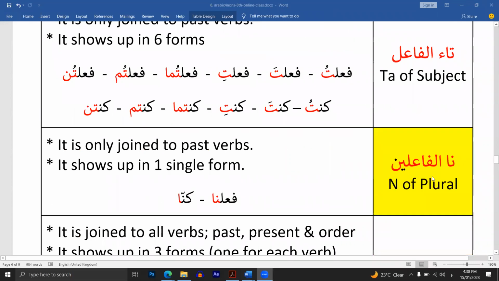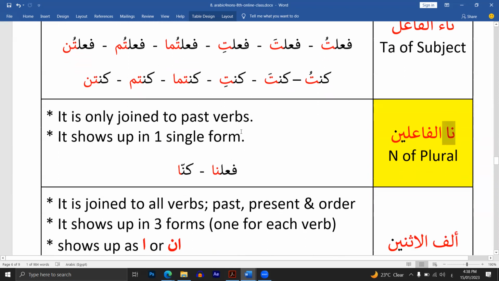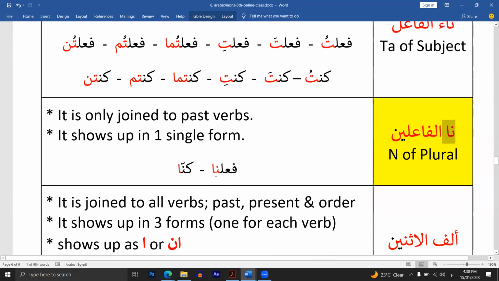The second one, نا الفاعلين. This one is used for plural, first person. Again, it will also show up with past verbs, the same as we saw with تاء الفاعل, and it has one single form, نا: noon and ألف. I will use the same example, the verb فعل, فعلنا. فعلنا means we did.